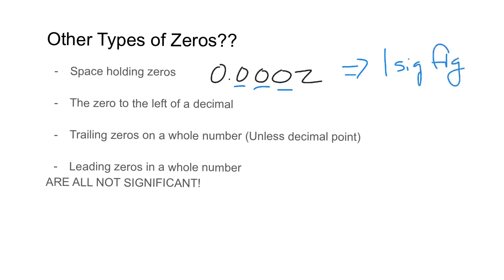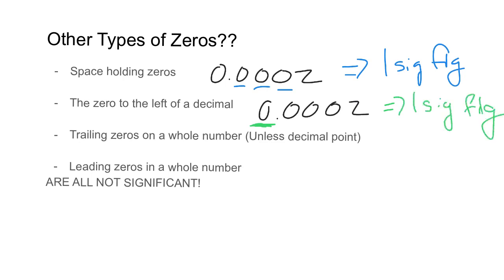If I have the 0 to the left of a decimal, let's use the same number, 0.0002, the 0 to the left of the decimal is now this one right here. See how this decimal point is here? This one is just taking up that spot there, showing that we have nothing there. That is not a significant figure, and this has 1 sig fig, like I said before.